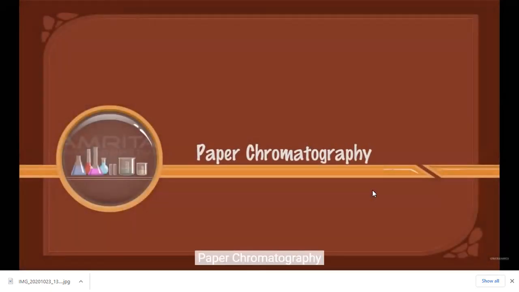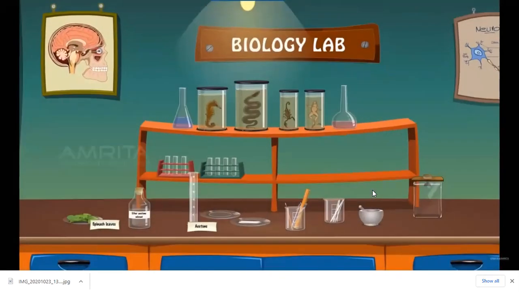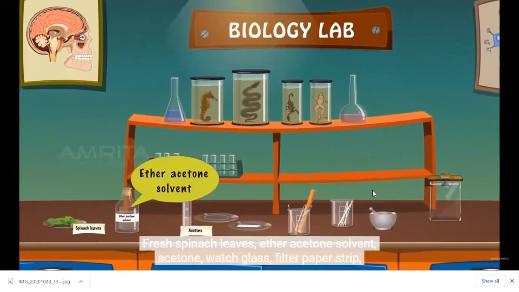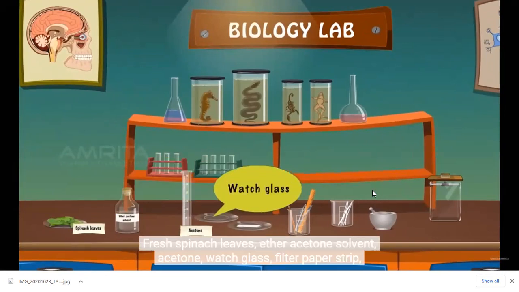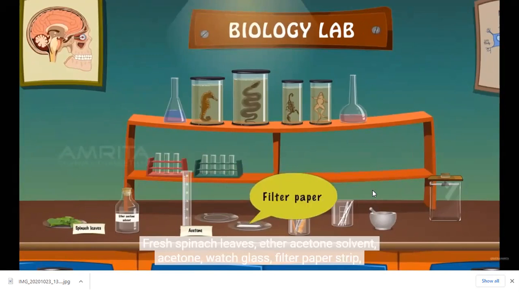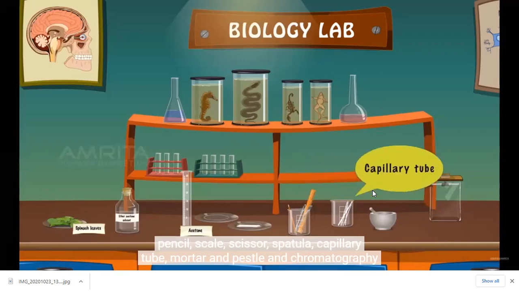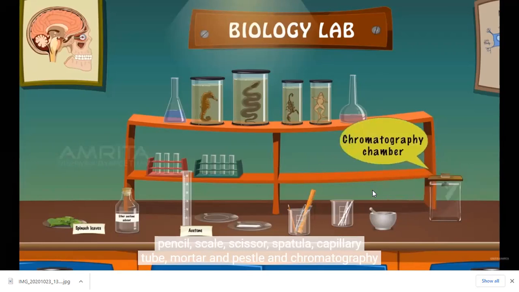Paper chromatography. Materials required: fresh spinach leaves, ether acetone solvent, acetone, watch glass, filter paper strip, pencil, scale, scissors, spatula, capillary tube, mortar and pestle, and chromatographic chamber.